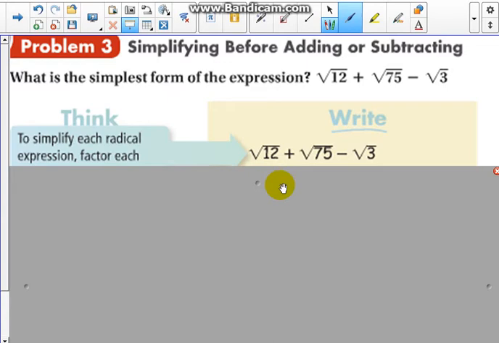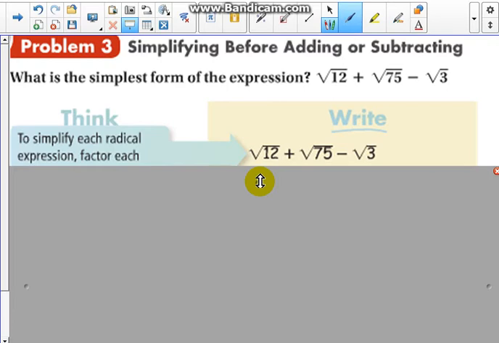Problem 3, simplifying before adding or subtracting. It says, what is the simplest form of the expression radical 12 plus radical 75 minus radical 3? Well, we can't just combine those because they're not like radicals. They all are square roots. They all have an index of 2, but the radicands are all different. So there's nothing we can combine here.